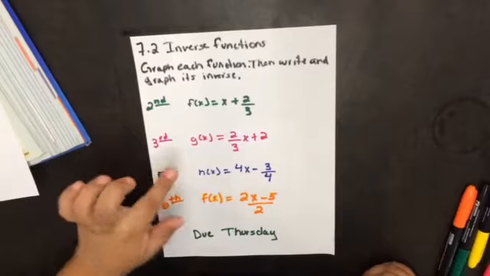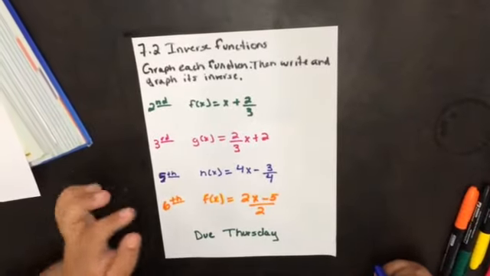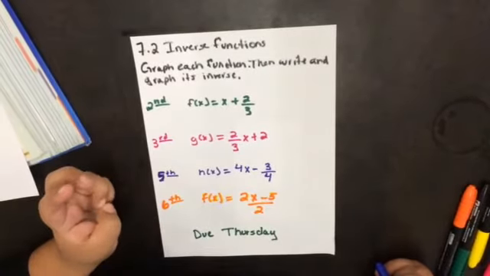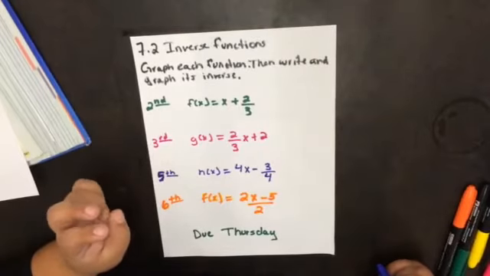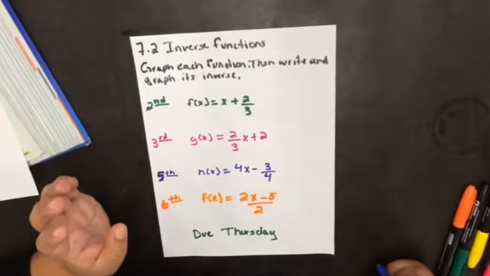For third period, you're doing g of x equals (2 over 3)x plus 2. For fifth period, h of x equals (4x minus 3) over 4. And for sixth period, f of x equals (2x minus 5) all over 2. And it's due on Thursday at the beginning of class.